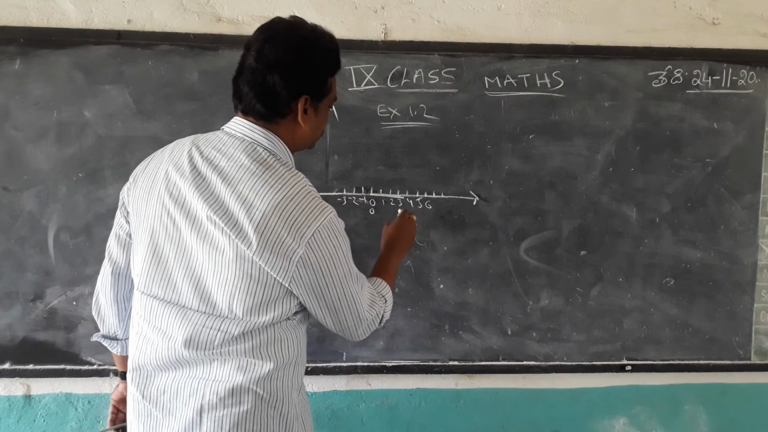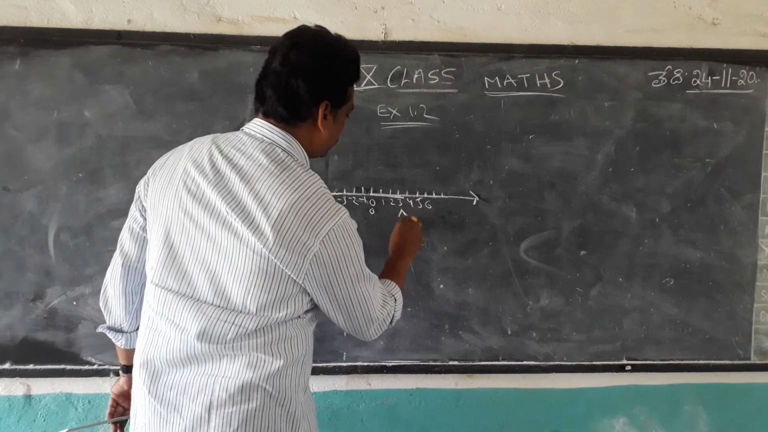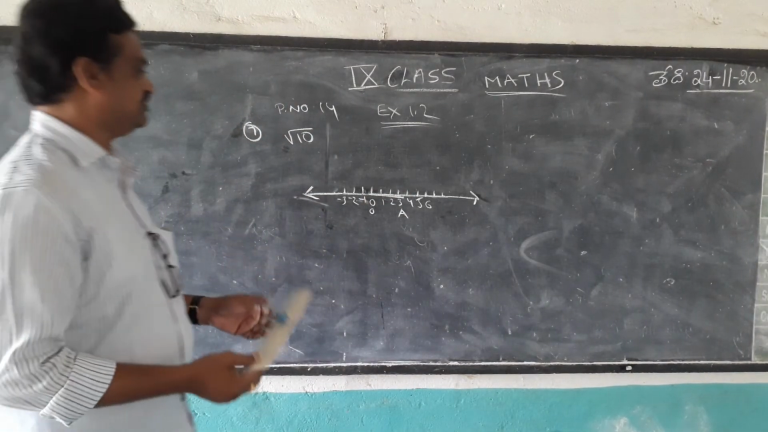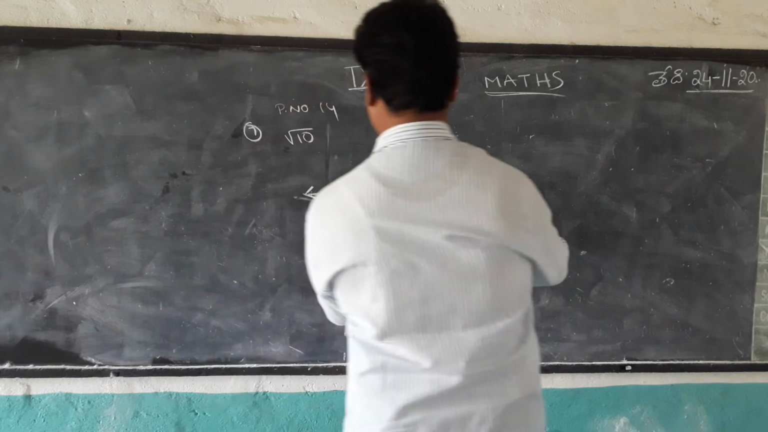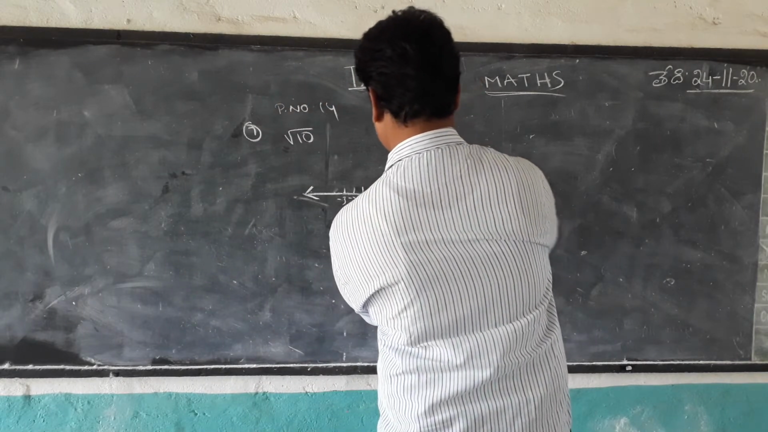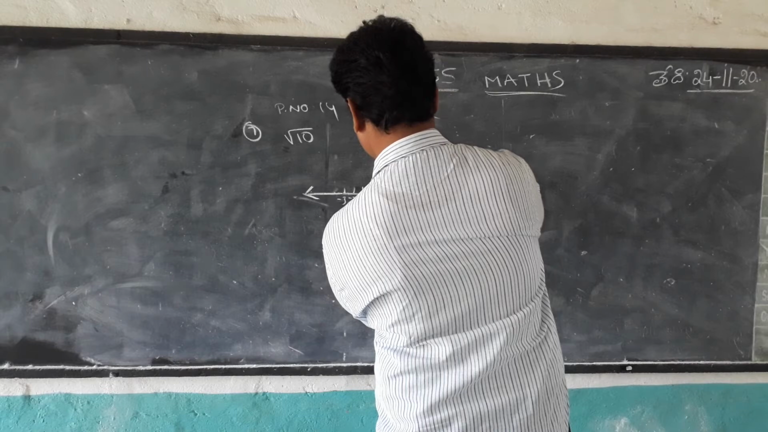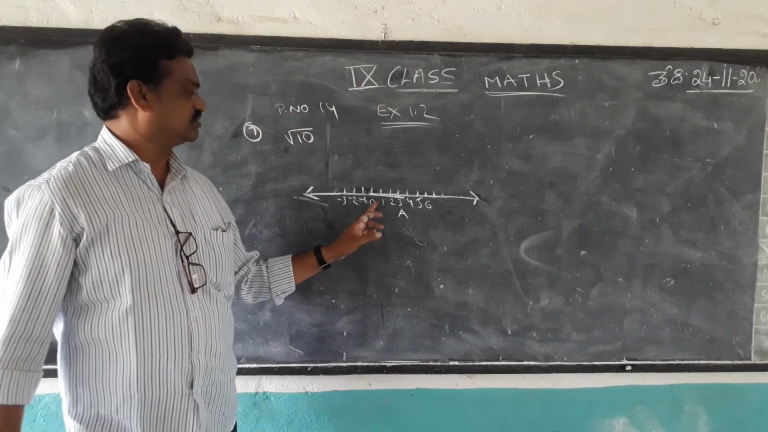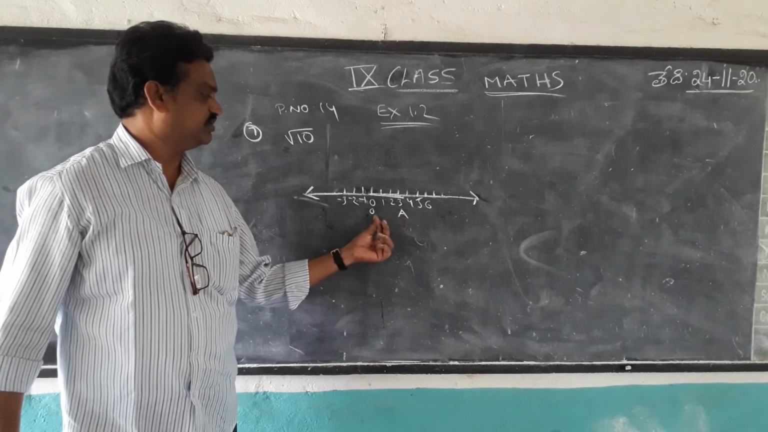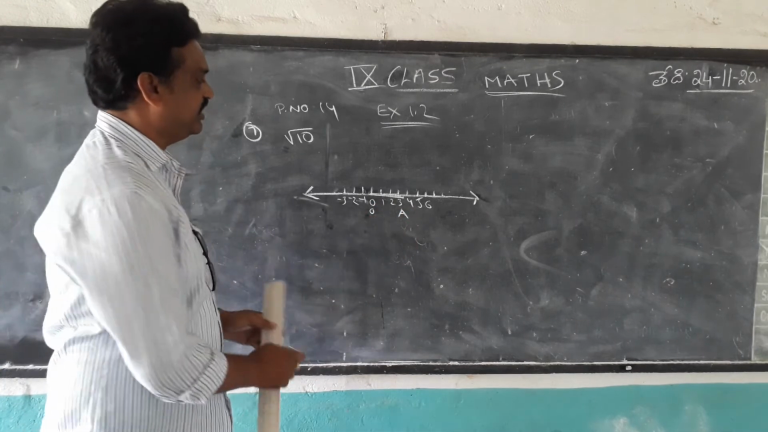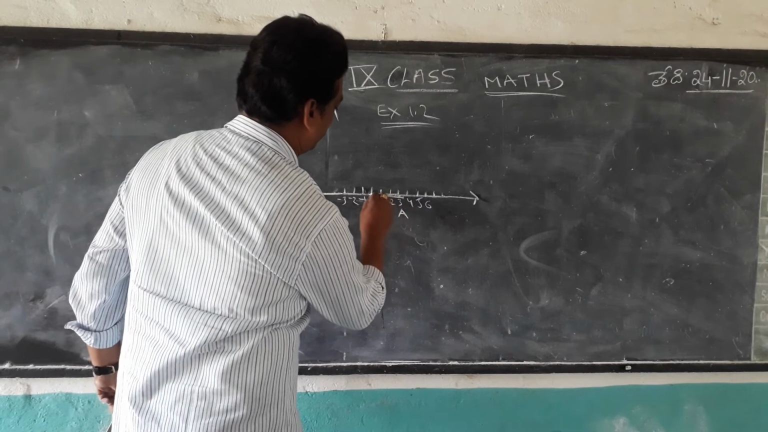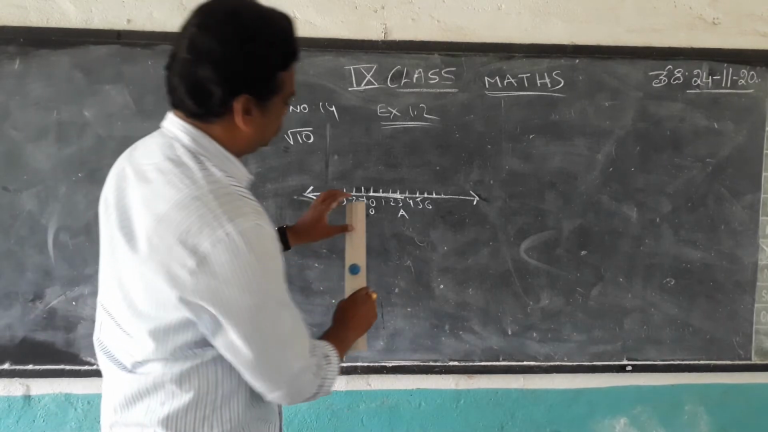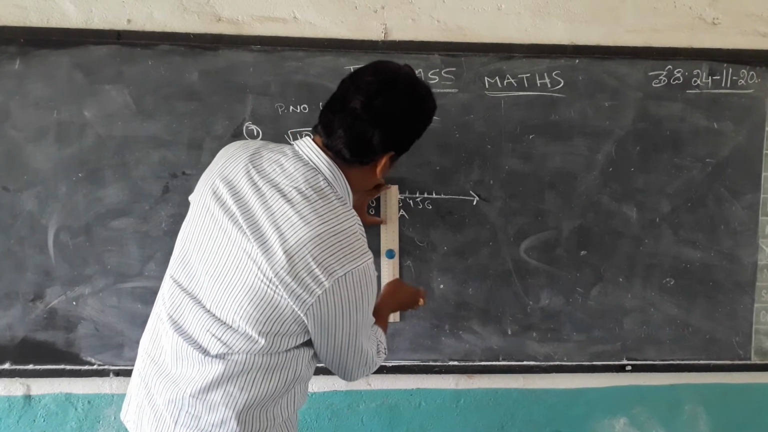This is 0, O. A. Length is equal to 3 units, breadth 1 unit. Okay, 3 means go 0, 1, 2, 3. 0 you say O, 3 you say A, OA. We have to form a rectangle on the number line. Length is equal to 3 units, breadth is equal to 1.